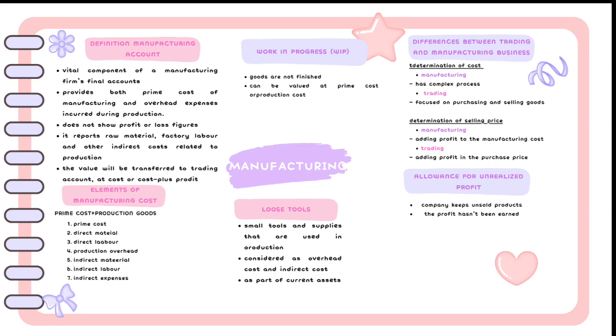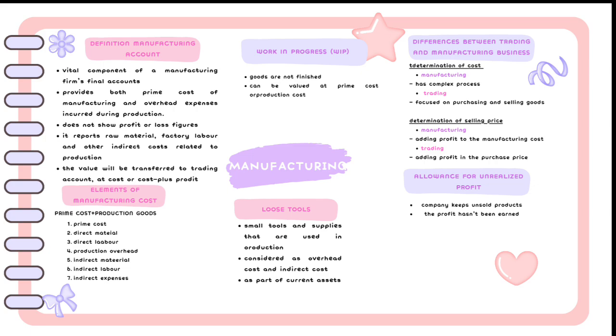It provides both the prime cost of manufacturing and the overhead expenses incurred during production. The manufacturing account does not show any profit or loss figures. In the manufacturing account, we only report raw materials, factory labor, and other indirect costs related to production. Once the production cost is ascertained, the value will be transferred to the trading account either at cost or cost plus profit.